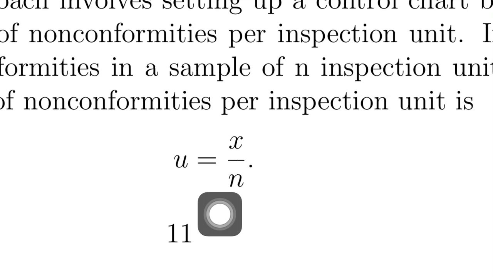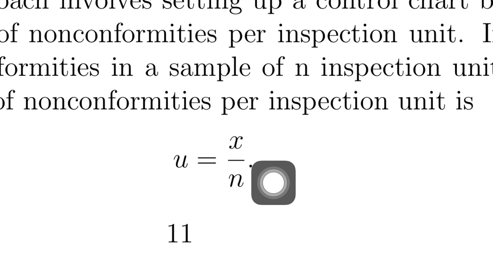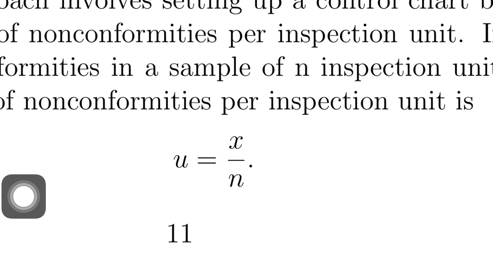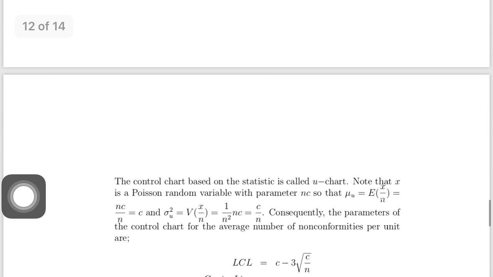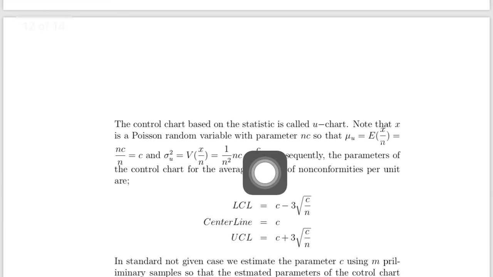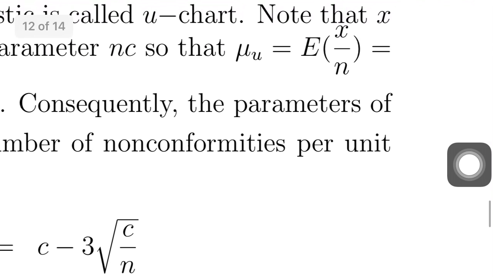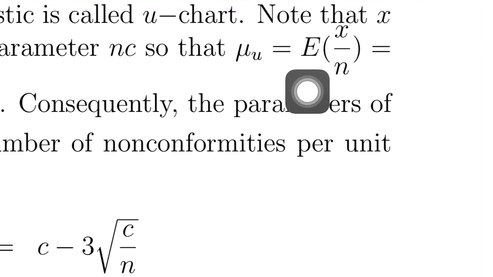As our charting statistic. Okay. So how would you construct the center line, upper limit, lower limit, etc. by taking the mean of u and variance of u. What is mean of u? Mean of u is mu u equal to expectation of x by n.